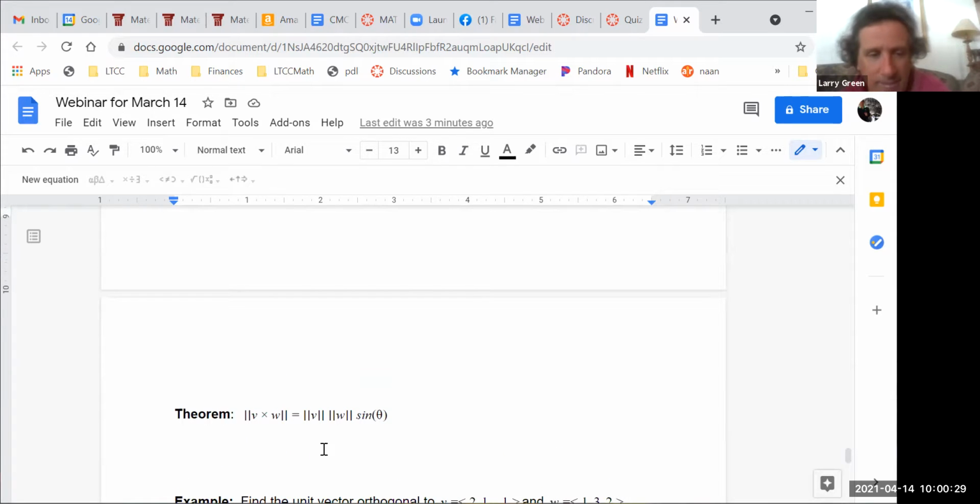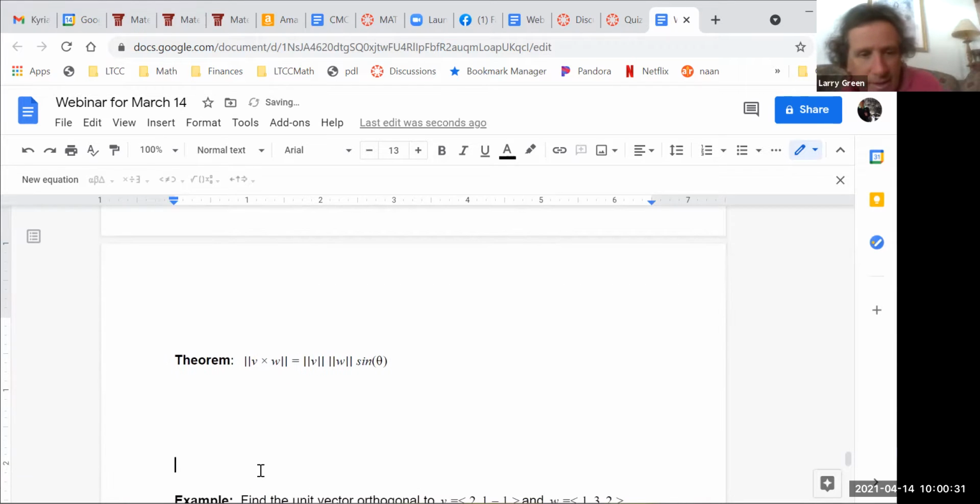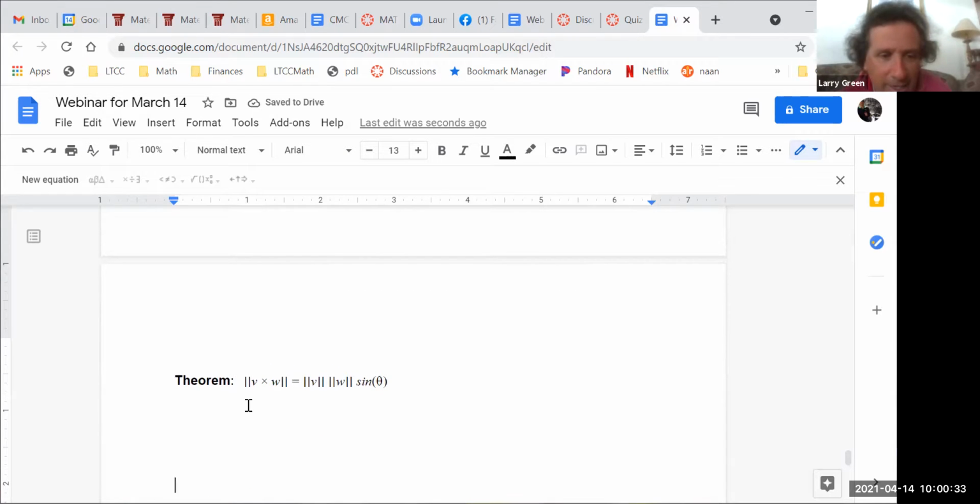Okay, one is V cross W is equal to V in magnitude times W in magnitude times the sine of the angle between. That's the magnitude of V cross W. Again, I don't have time to prove all these things, but it's useful.